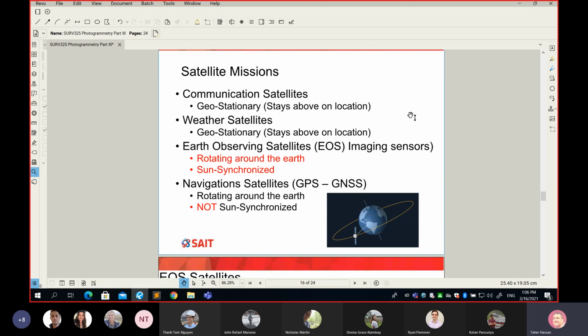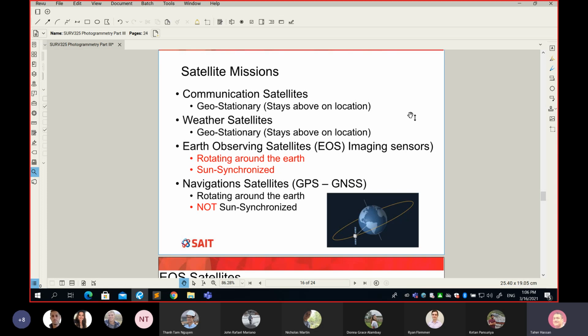I'm sorry, I have a typo error. So they stay above one location. For example, a satellite flying in space stays above Alberta forever. And it's not really static. It just goes with the same speed as the Earth's rotation. So they move with the same speed, and relatively, they look like they stay on the same spot.